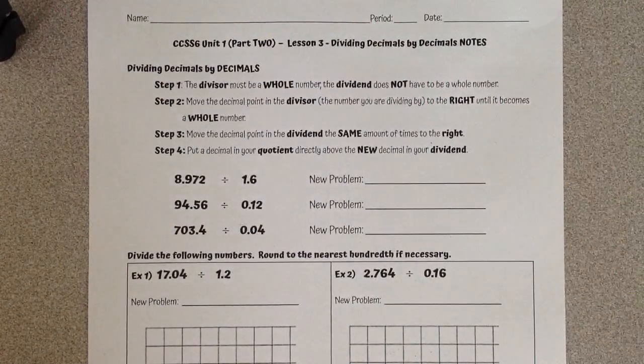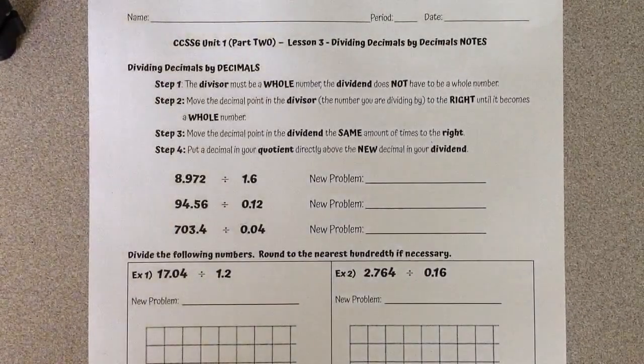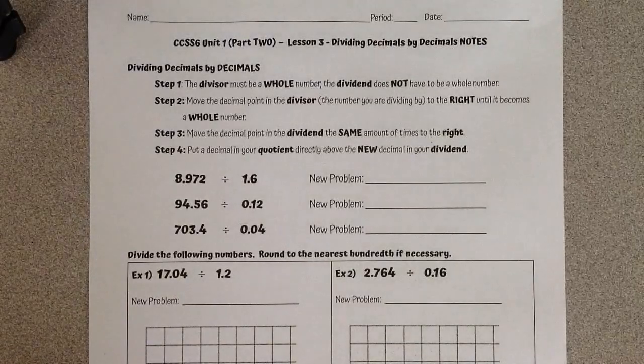Today we're going to talk about dividing decimals by decimals. It's very similar to dividing decimals by whole numbers. There's just an extra step that we have to look at in terms of the divisor.